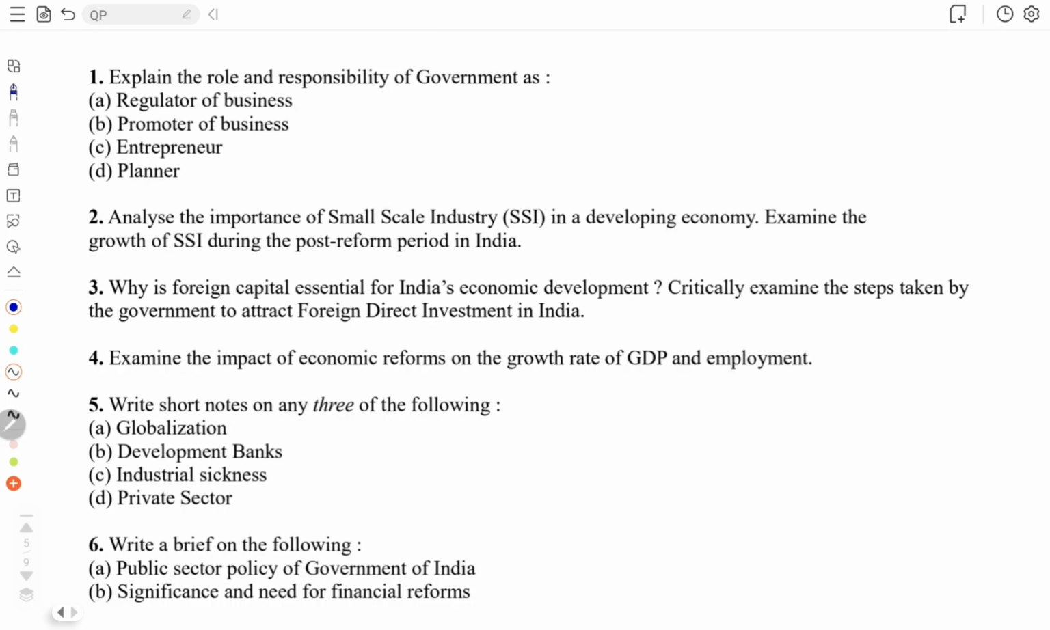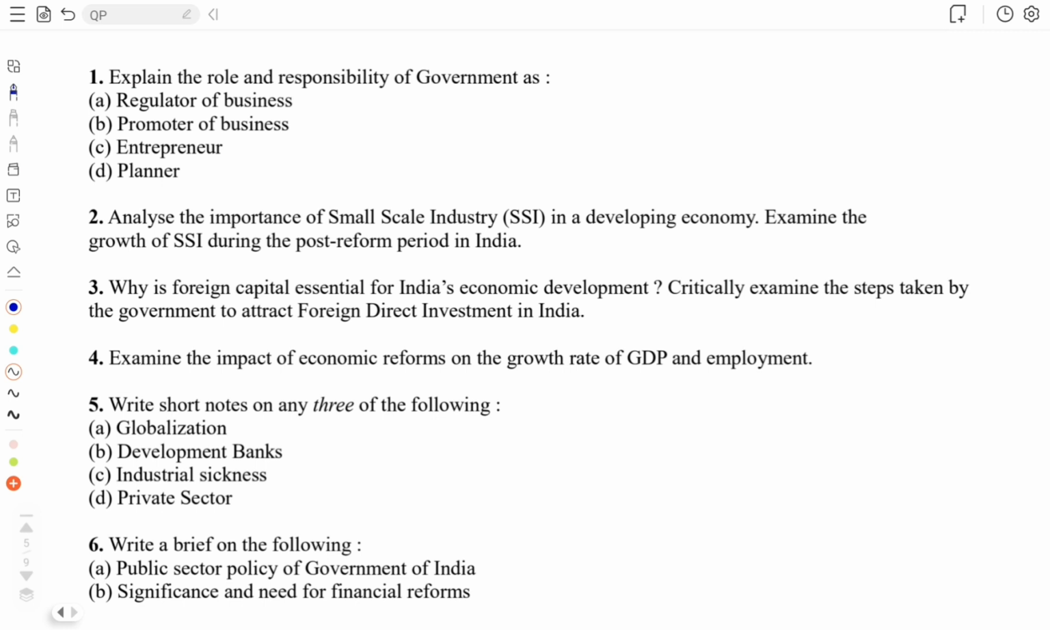Okay, so the next question: explain the role and responsibilities of government as a regulator of business. That includes licensing, taxation, monetary credit policies, income or wage policy, forex policy, industrial safety, environment policy, import, export, technology, employment, all those things you can write.